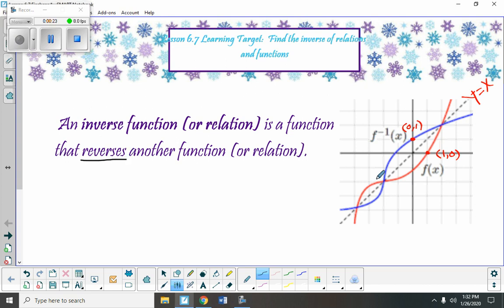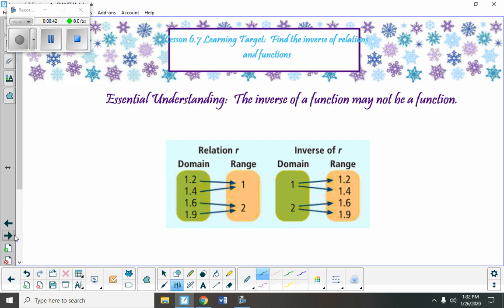So here, if you look at the red line, that's denoting a function. If you switch every point, every x and y value, so if you switch them around, what it does is it actually flips it over this dotted line right here, which is the line y equals x. So the inverse of a function may not be a function.